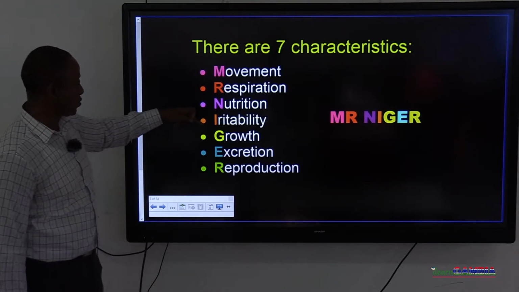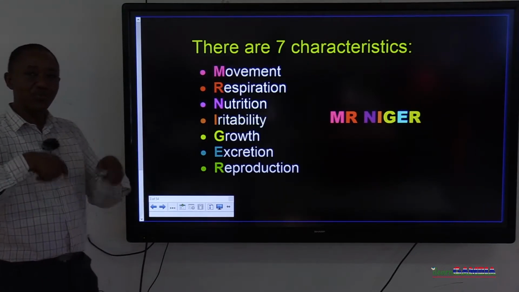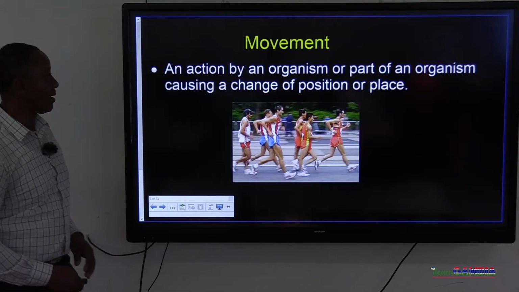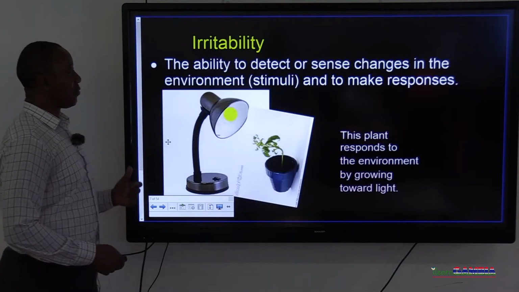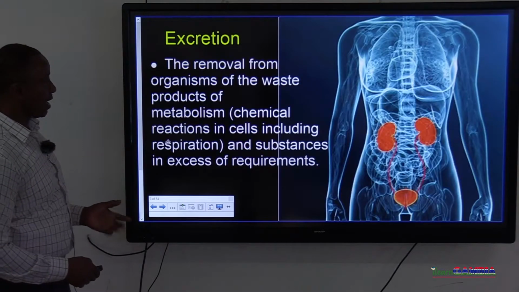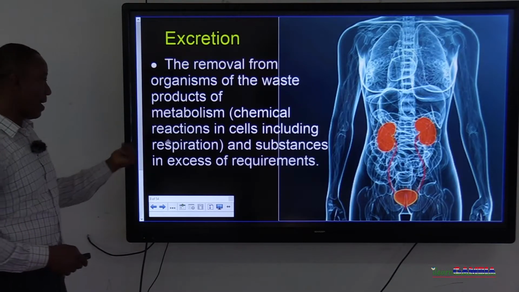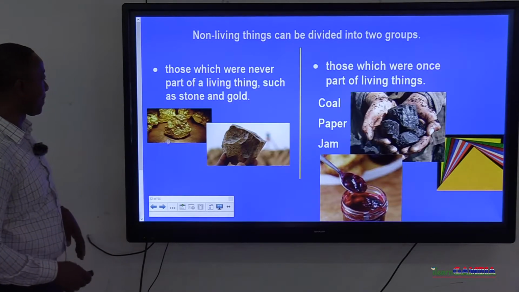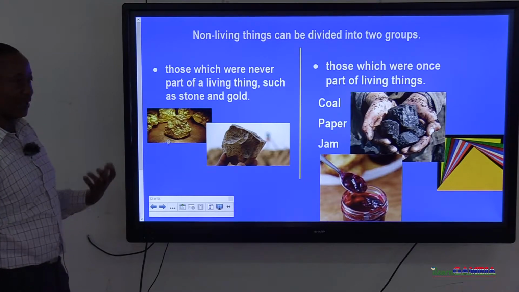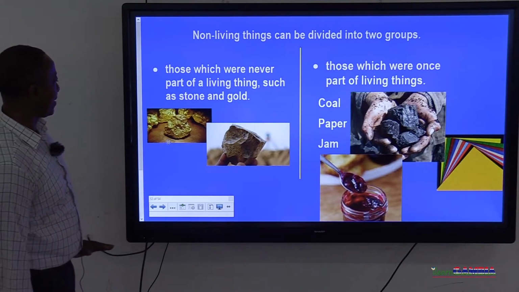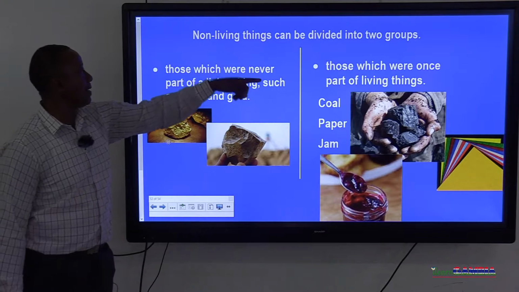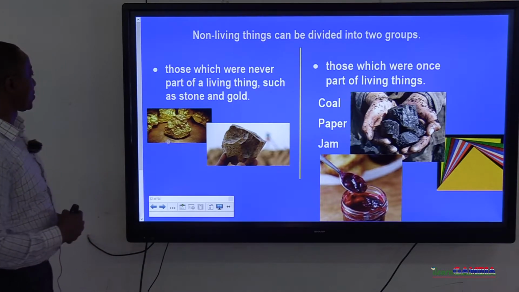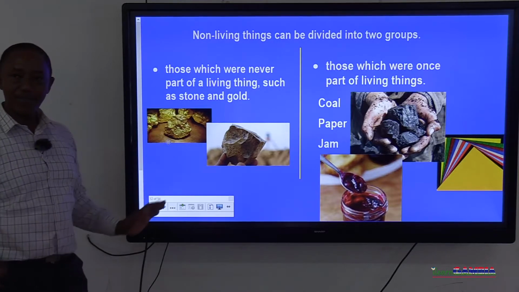So because it's not able to grow and it is not able to reproduce itself, therefore, it cannot be considered a living thing. So anything that you want to think of as living or non-living, ask yourself those questions. Is it able to carry out all the 7 activities? If yes, then it is living. If it is no, then it is not living. Now, don't forget, non-living things can be divided into 2 groups. What are these 2 groups? We have those that were never part of living thing.